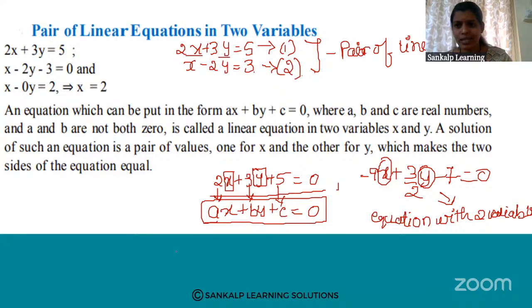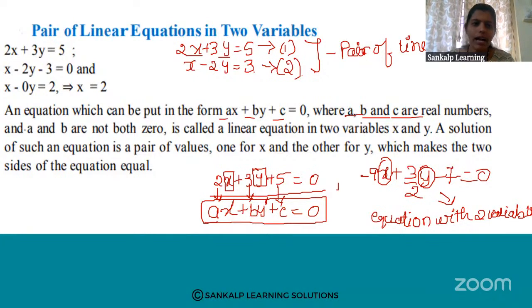Why is it called linear? Because the variable power is 1 here, and two variables we are using. Therefore, this is a linear equation in two variables. This is the general form of a linear equation in two variables, where a, b, c are real numbers. This one is very important. Remember, this may be asked in MCQ questions. a, b, c are real numbers.